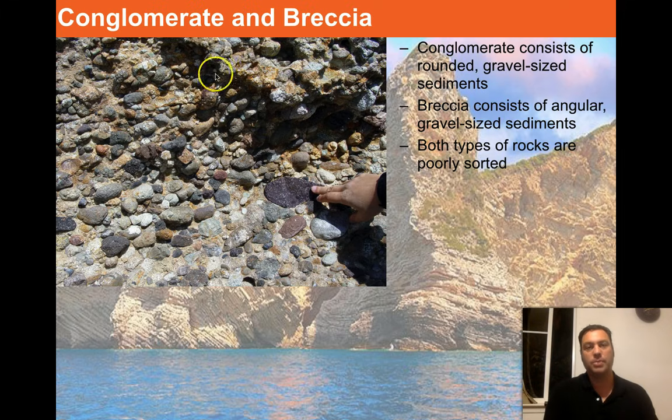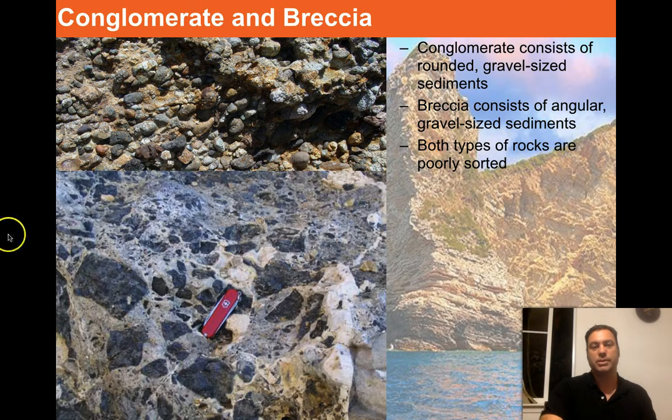Here we've got conglomerate and breccia. Here's the conglomerate, nice rounded gravel-sized sediments everywhere. If you can convince yourself, there are even layers in here going like this. By comparison, these gravel-sized breccias look like this. So this is a breccia. These are nice angular chunks, and there's a nice fine-grained matrix holding it all together. Both types of rocks are very poorly sorted, right?